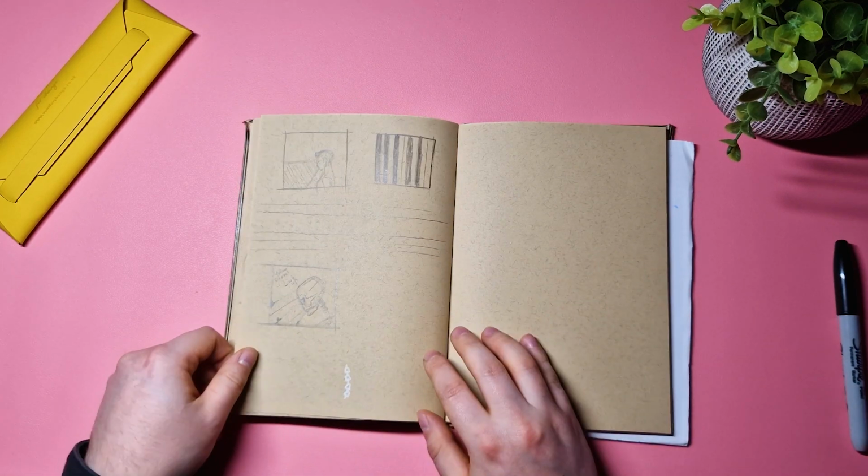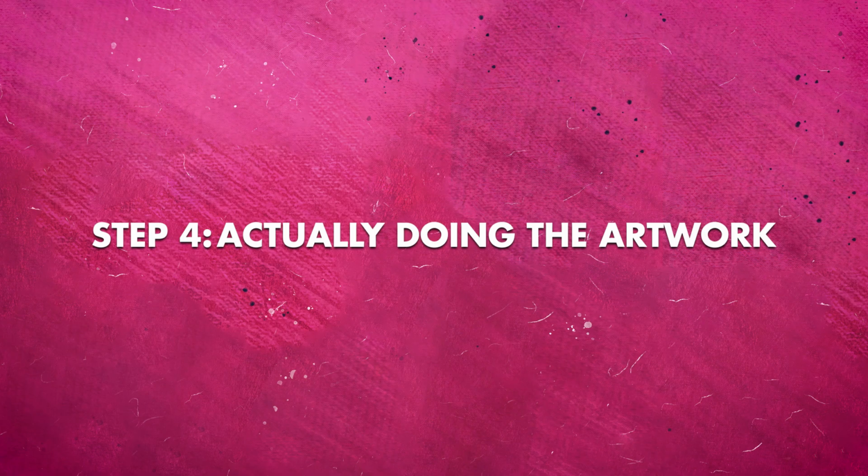That's about it, so let's move on to step number 4. So we have a good enough understanding of what the song means, we know what elements we want on the page, and we know where we want those elements. Step number 4 is doing the actual artwork.